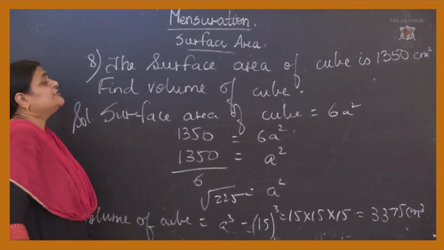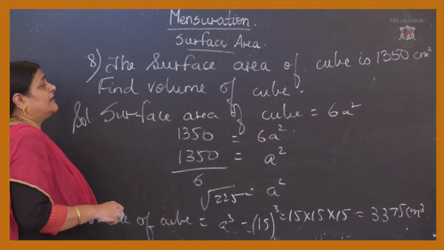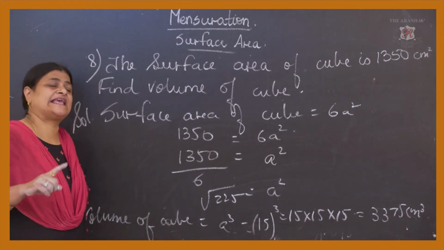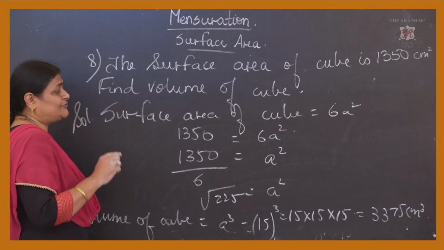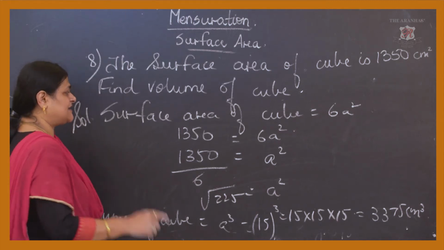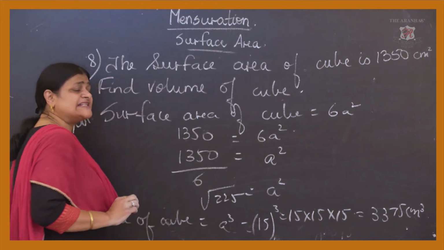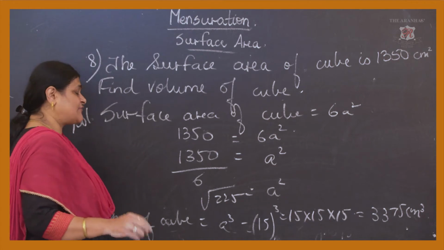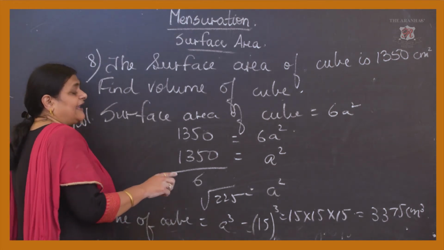Here for the sum, the surface area of the cube they have given is 1350 centimeter square. You have to find the volume of the cube. First you have to use the surface area of the cube, which is 6a square. So 1350 is equal to 6a square, and a square is equal to 1350 divided by 6, which gives 225. You have to find the volume of the cube, which will be a cube.